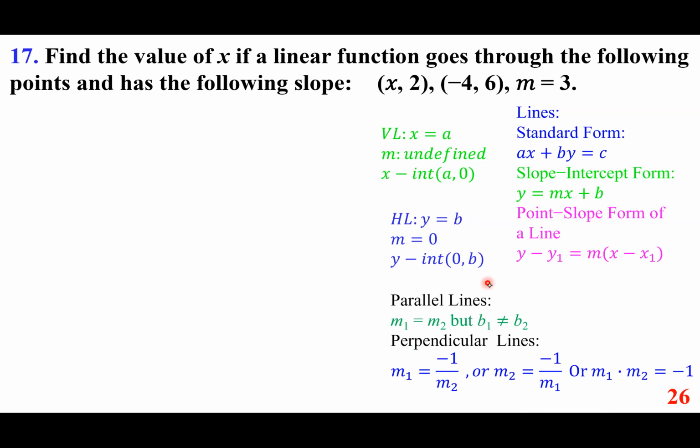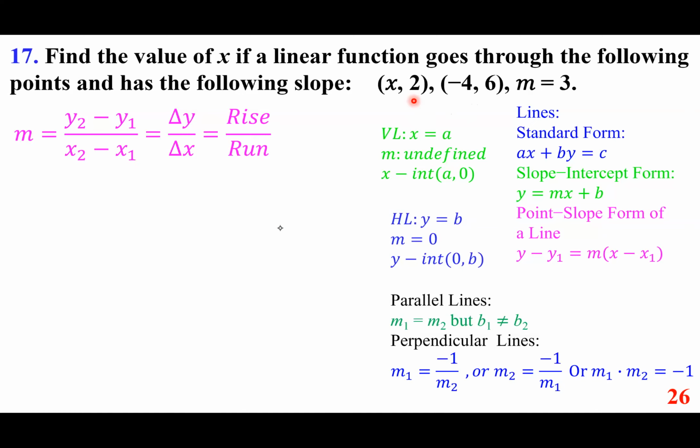Two lines are considered parallel if they have equal slopes and different y-intercepts. Two lines are considered perpendicular if their slopes are negative reciprocals of each other. For example, m1 is negative 1 over m2, or m2 is negative 1 over m1, or their product is negative 1. That all means the same thing. So what is the slope? Rise over run, or y sub 2 minus y sub 1 over x sub 2 minus x sub 1. And we're going to calculate the slope given these two pairs.